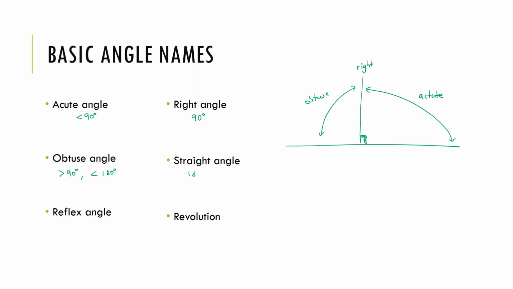Then we get to a straight angle, which is 180 degrees. Then reflex is anywhere in here. So that's bigger than 180 and smaller than 360. And finally, the revolution is 360 degrees. Let's say that's 90 degrees there, 180, and 360.